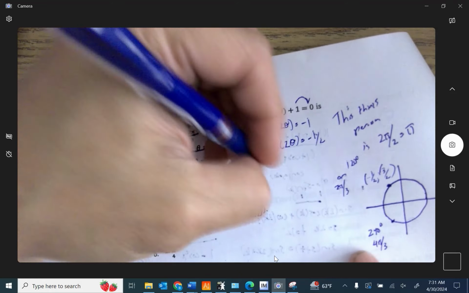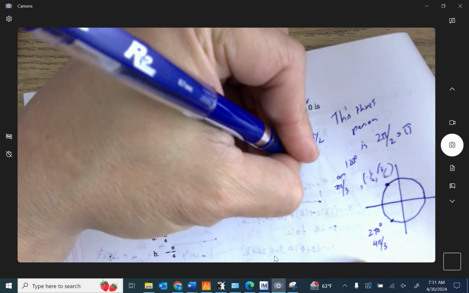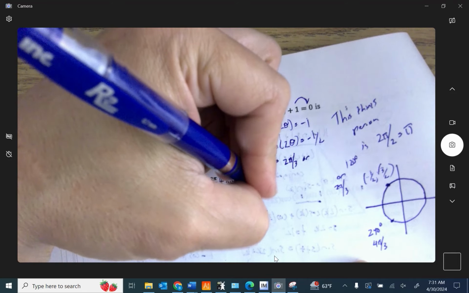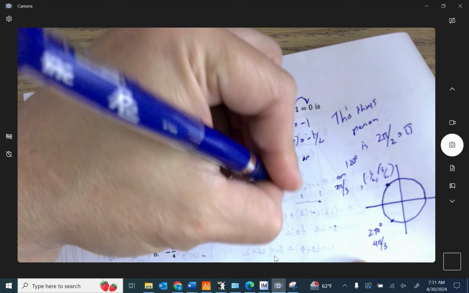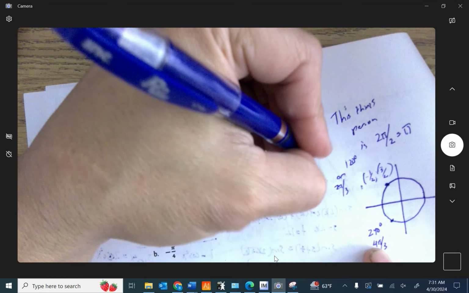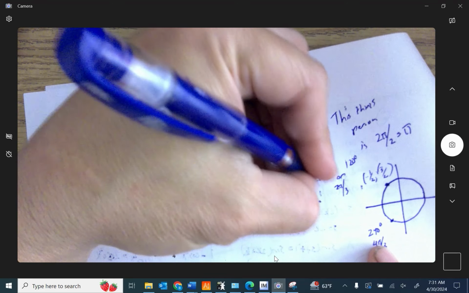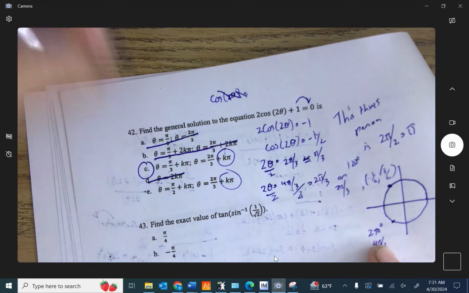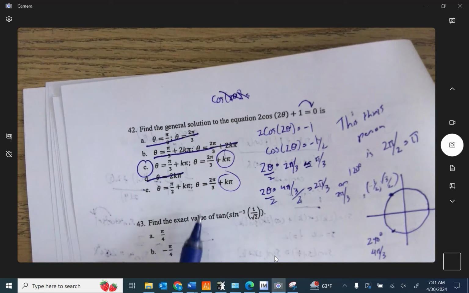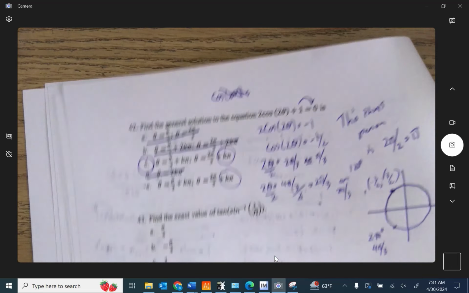So what we found is that 2 theta must equal 2 pi over 3, or 2 theta must equal 4 pi over 3. If we divide out our 2, we get pi over 3. If we divide out our 2, we get 2 pi over 3. So choice C. Now, honestly, this one was just a dumb one. You would have never associated negative 1/2 with pi over 2.